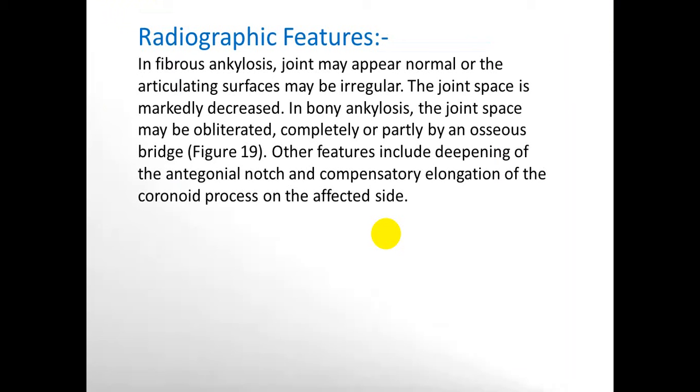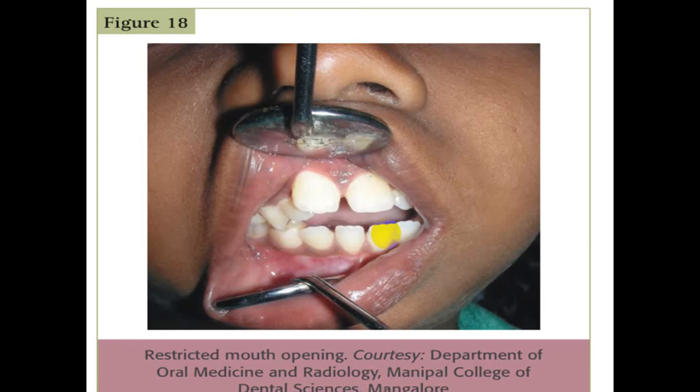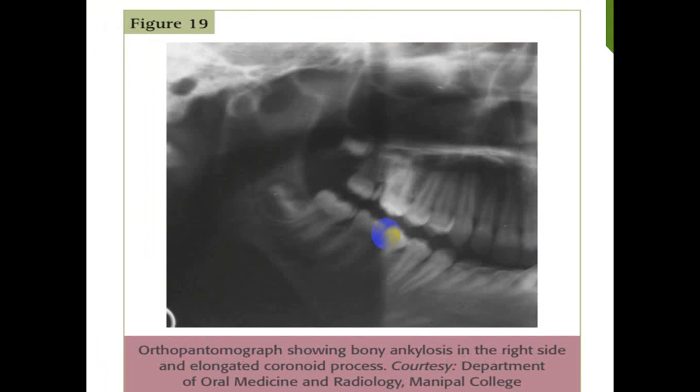In the radiographic features of fibrous ankylosis, the joint may appear normal or the articulating surfaces may be irregular and the joint space is markedly decreased. We have the clinical pictures of a restricted mouth opening, and here the orthopantomogram showing a bony ankylosis on the right side and an elongated coronoid process. Thank you.